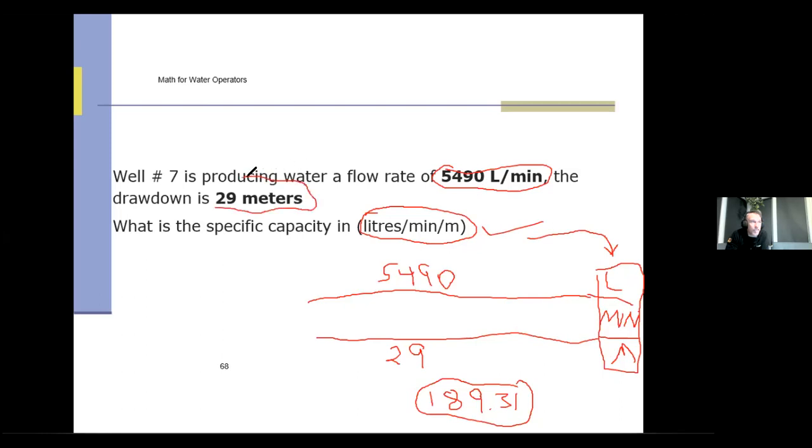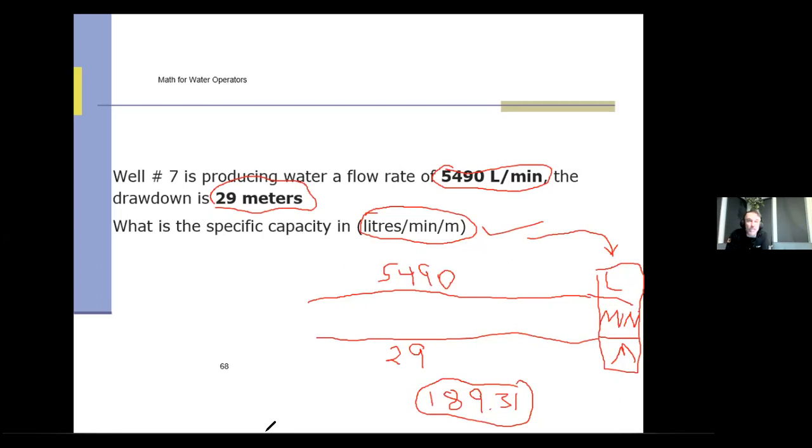You're given two really critical pieces of information. In this case, our well number 7 can produce 5490 liters a minute per 29 meters of drawdown. So you know that at every meter of drawdown in this particular case will give me 189.31.